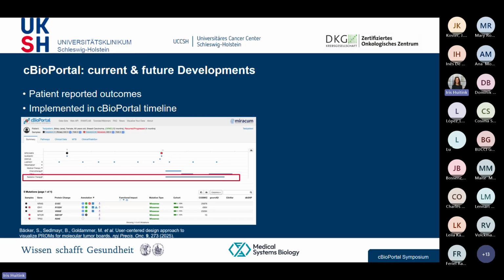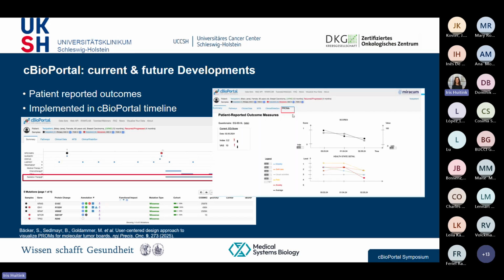And in the course of this PM4Onco consortium, we are having current and future developments for the molecular tumor boards. One is, for example, patient-reported outcomes in the cBioPortal timeline, which is shown here, so that we can look at certain time points and see the personal status of the patient, how it has improved before and after, and see the patient status over time and align it with treatment.